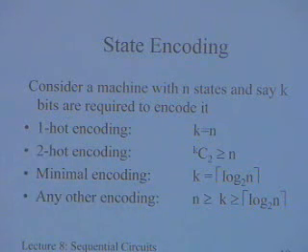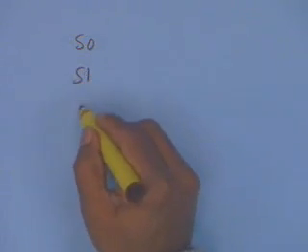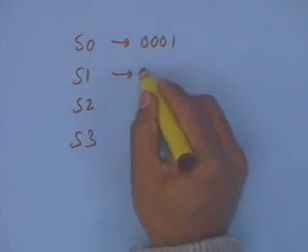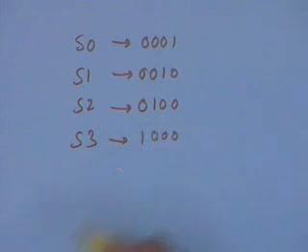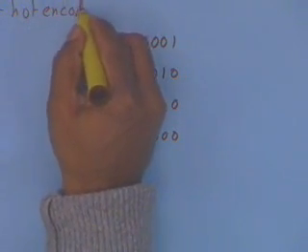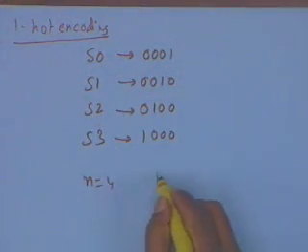I can use what is called one hot encoding. One hot encoding essentially refers to the fact that in each of the encodings that you do, only one bit is 1. So if I have my states S0, S1, S2, S3, I can map S0 to 0001, S1 to 0010, S2 to 0100, and S3 to 1000. So this is an example of a one hot encoding. I have four states and I have four bits. N is 4 and K is also 4.